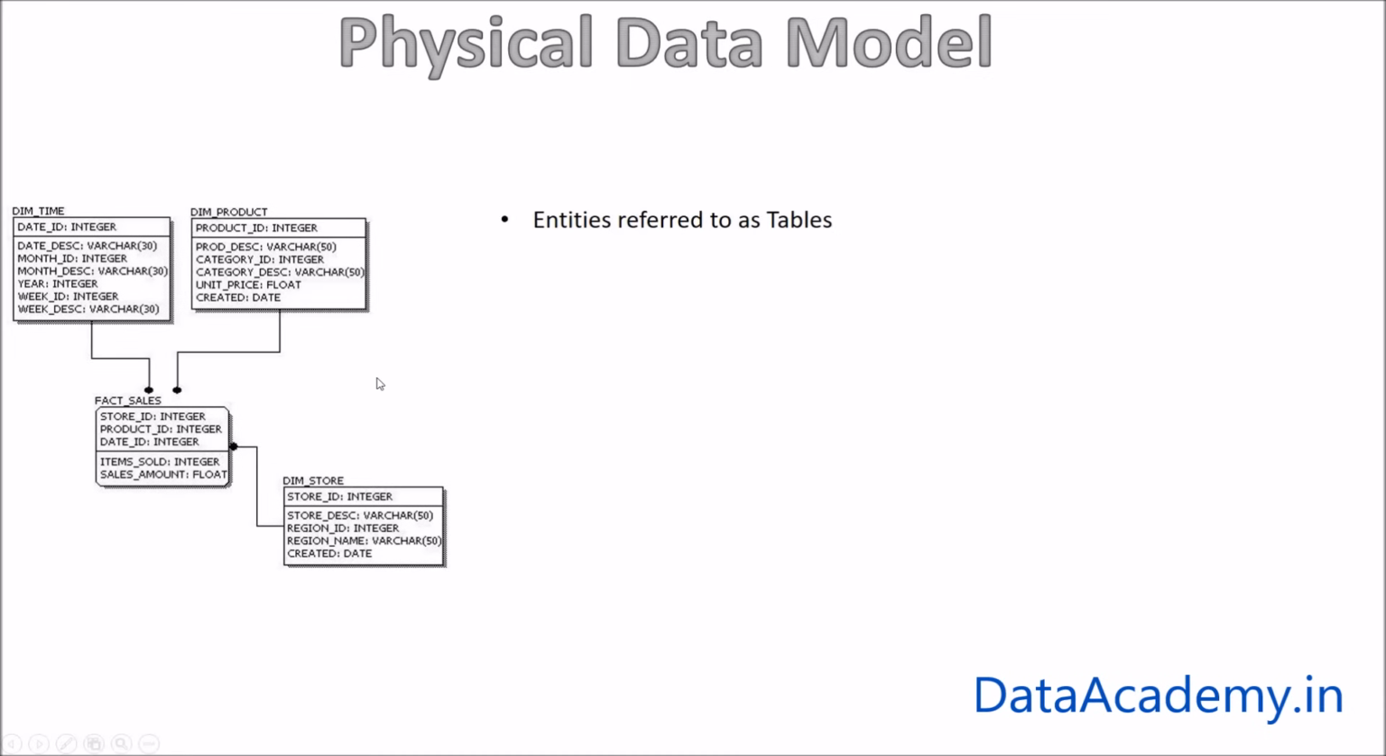Okay, so to begin with, here we don't refer to the entities as entities. Instead, we refer to them as tables. And what we used to call attributes in the logical data model, now we refer to as columns. So you see, tables and columns are words specific to a database, whereas entities and attributes are specific to a logical data model design.